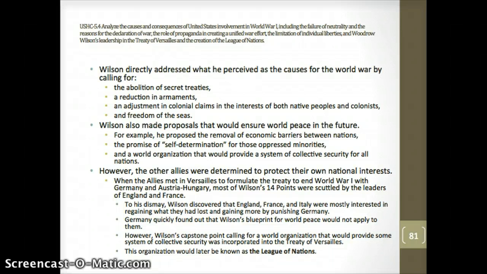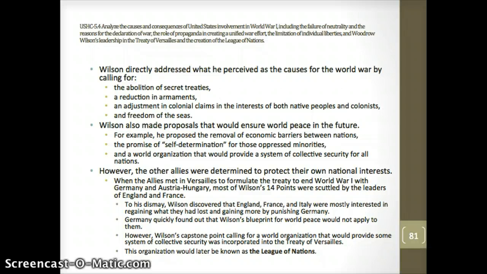So when they met, Wilson didn't really get to accomplish everything that he wanted in the 14 points. In fact, he caved on most of those points, other than maybe the boundaries and the League of Nations. And so in order for him to get the League of Nations in place, he kind of gave in to some of the other things.